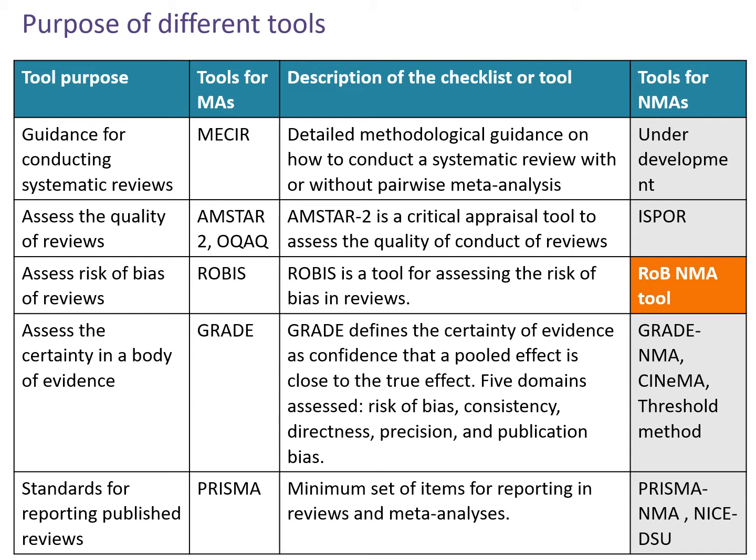To assess the reporting quality of network meta-analyses, users could use the PRISMA-NMA checklist or the NICE DSU checklist. And then finally, to assess the quality of conduct, users could use the 2014 ISPOR checklist. However, due to important methodological advances in the field of NMA, the ISPOR checklist published in 2014 is currently outdated. So for our purposes, there has been no risk of bias tool for network meta-analyses developed to date, so we are doing that right now.